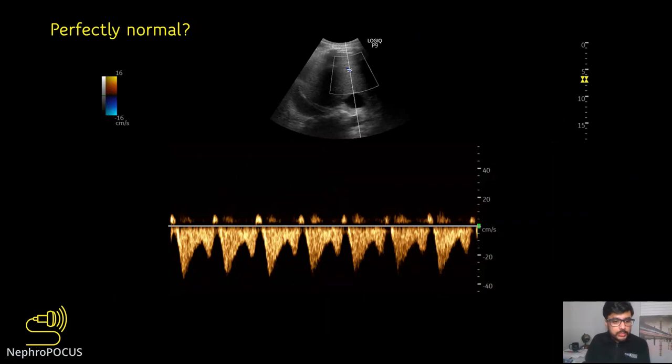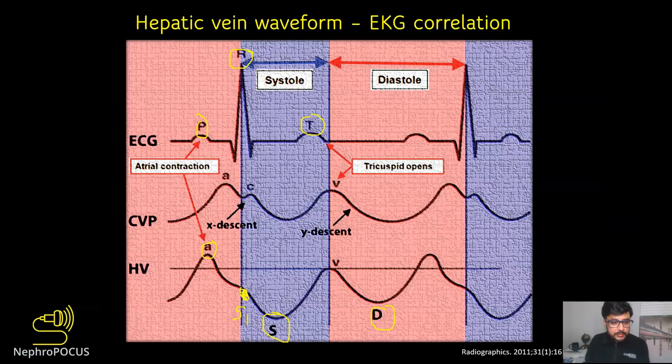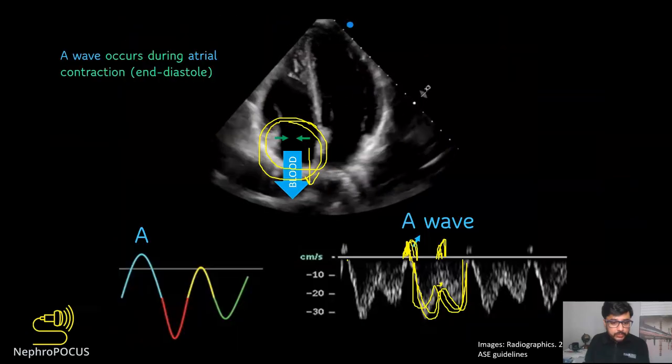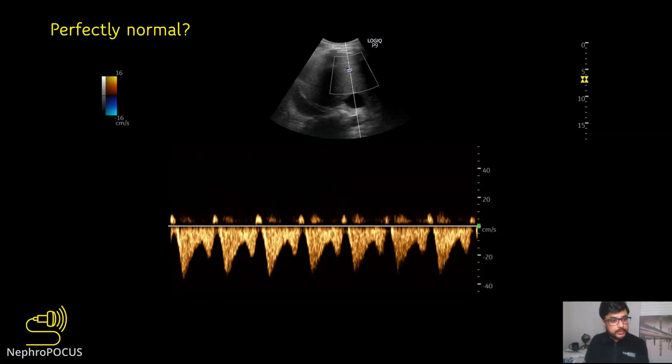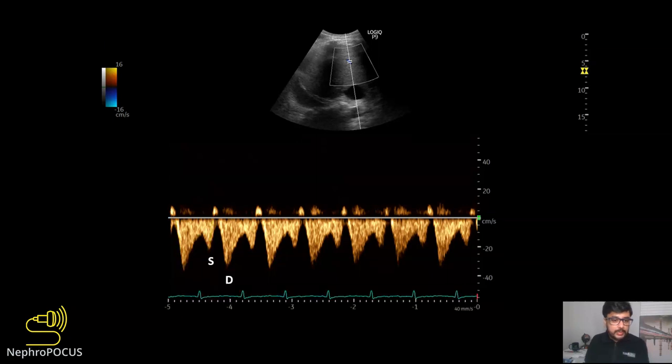And how about this one? This looks so normal, right? This waveform looks essentially the same as the previous example that we showed. So S, V, and D, and A. Let's go back to that wave. It exactly looks like that. This seems like A wave, S wave, D wave, like a normal waveform. But let's have the EKG and take a look.